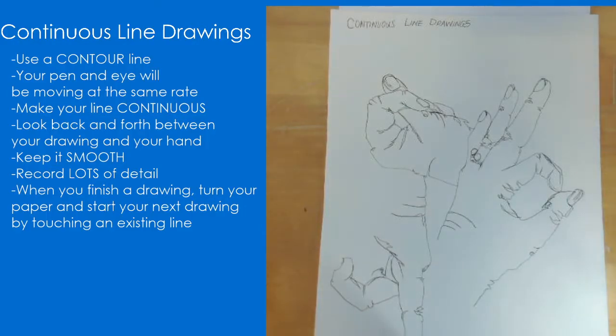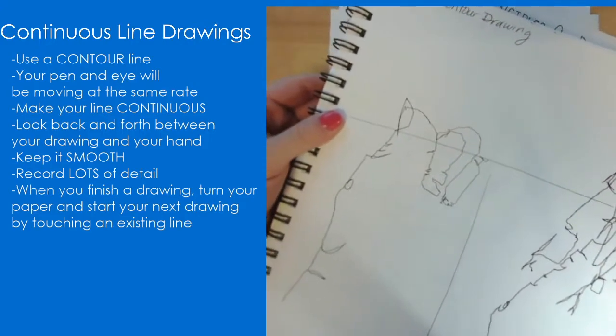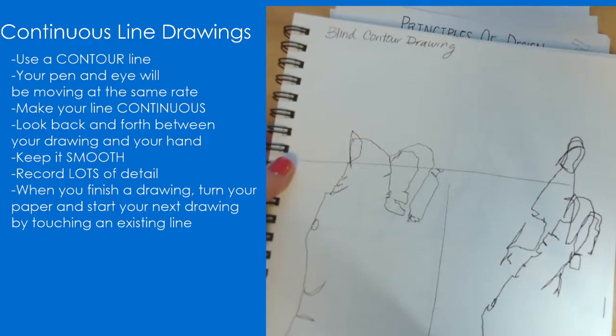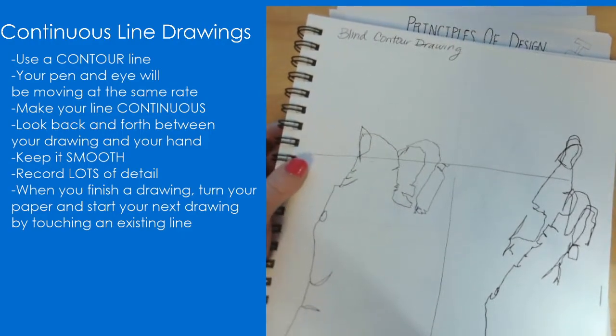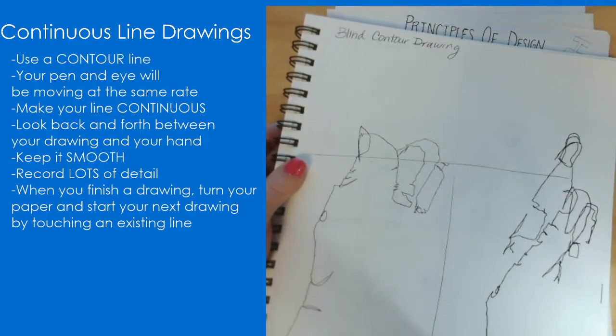All right, so today's lesson is a continuation of yesterday's lesson. Yesterday we did blind contour drawing. When we did that, the blind part is that we're not looking at our drawing until it's finished, but we're using a contour line. We're looking at the edges of 3D forms. Our pen and our eye are moving at the same rate.